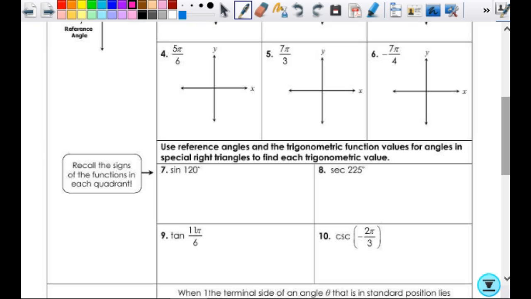Have 5 pi over 6. Think about this one. I'm starting here. Three, six, 2 pi. Thinking about pi, since this is 5 pi over 6, I want to think about it as 6 pi over 6, right? So from here to here is 6 pi over 6, but I don't quite get there, right? This is my 5 pi over 6, so my reference angle is pi over 6, because that would be one more that I'd have to go.